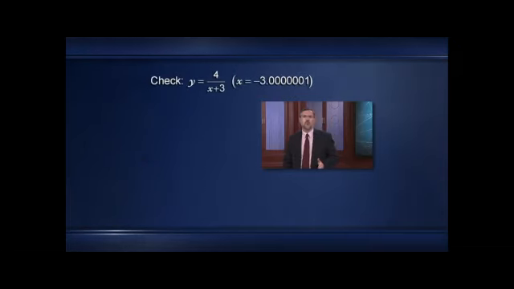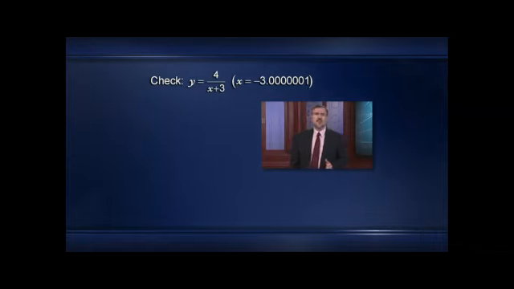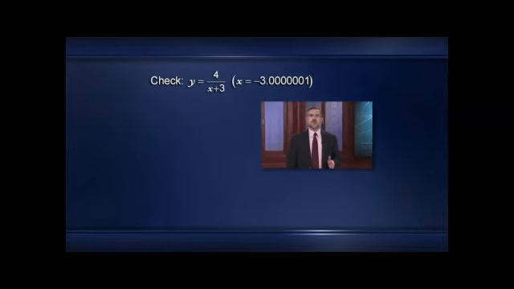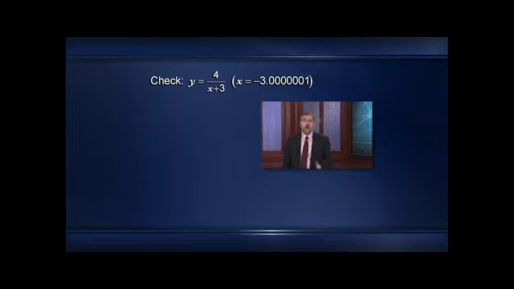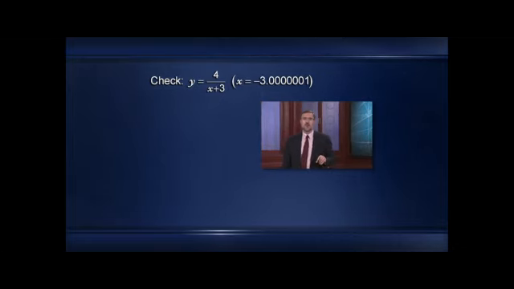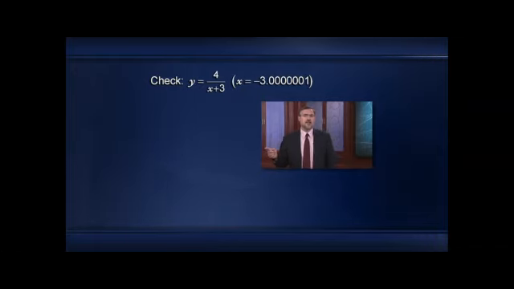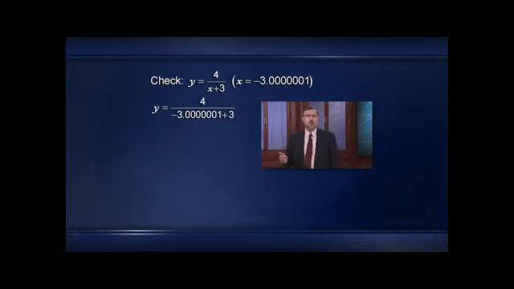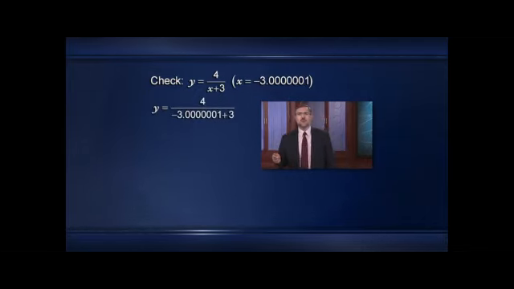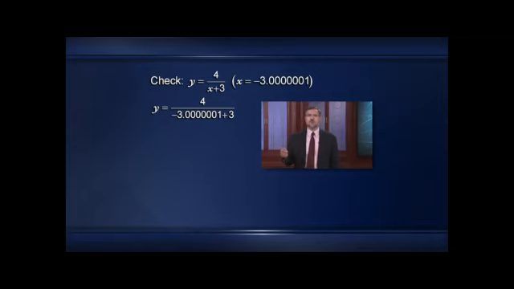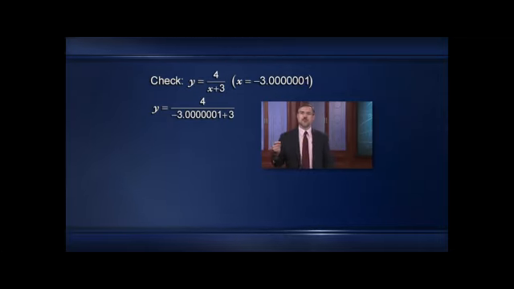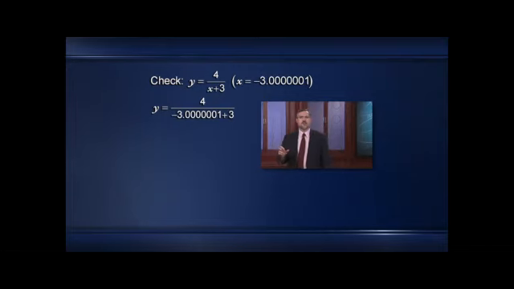Say, for example, we plug in something like x equals -3.0000001. Now, that's really close to x equals -3. And if you think about it on the x-axis, it's actually just a little bit to the left of x equals -3. Well, when you plug that in into the function, you're going to have y equals 4 divided by -3.0000001 plus 3.